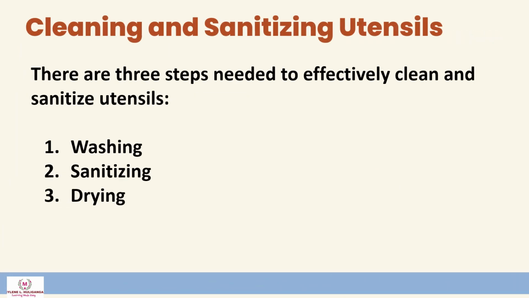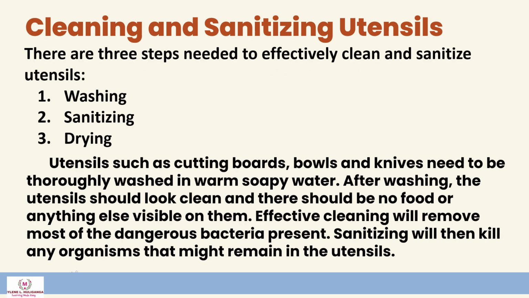Cleaning and sanitizing utensils. There are 3 steps needed to effectively clean and sanitize utensils: washing, sanitizing, and drying. Utensils such as cutting boards, bowls, and knives need to be thoroughly washed in warm soapy water. After washing, the utensils should look clean and there should be no food or anything else visible on them. Effective cleaning will remove most of the dangerous bacteria present. Sanitizing will then kill any organisms that might remain in the utensils.